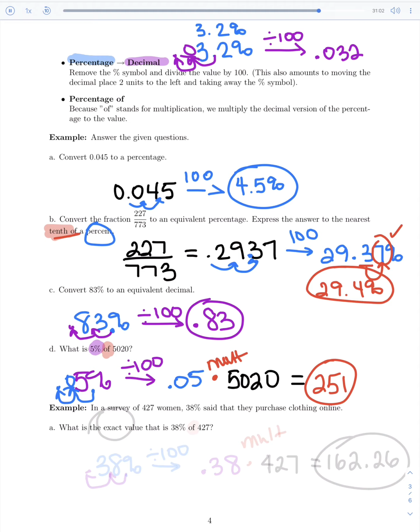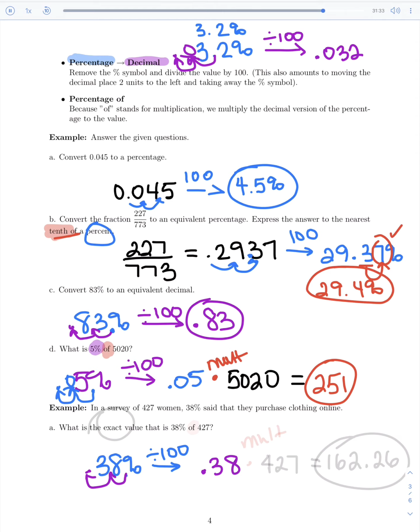Continuing along, let's try another one. On this next one, they're asking what is the exact value that is 38% of 427? So the first thing that you'd want to do is take your 38%, and if you're going to do any math with it, convert it to a decimal. So divide it by 100 or move the decimal that's at the end 2 places to the left. 1, 2. That would turn this into 0.38.